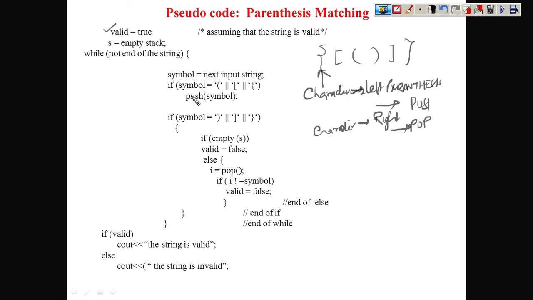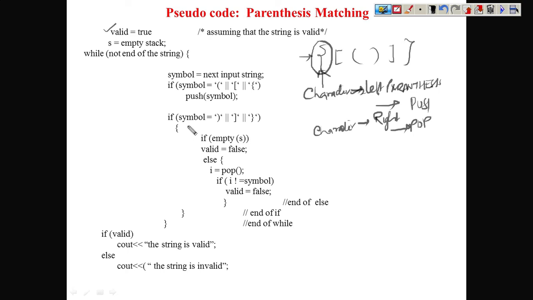So you'll see here, symbol equals next input string. We pick character by character and we call it a symbol. Initially when you start you pick the first character and it is assigned to symbol, and this becomes the present symbol. Now if the symbol is a left parenthesis, square bracket, or curly bracket, any of these types of bracket, then you push the symbol into the stack.